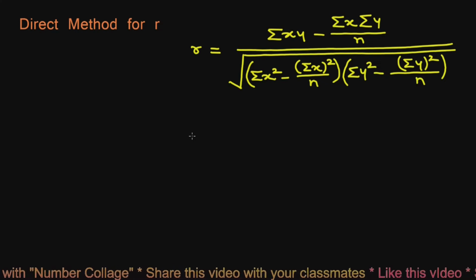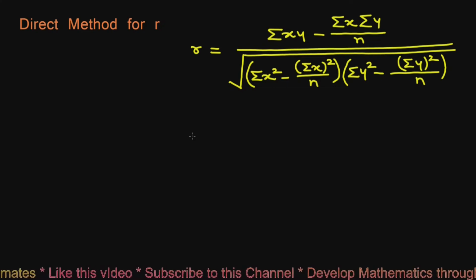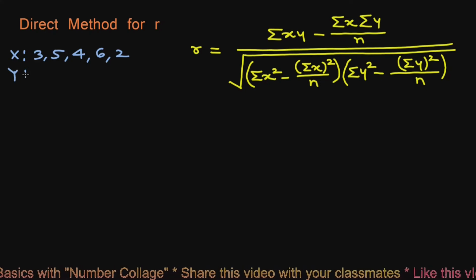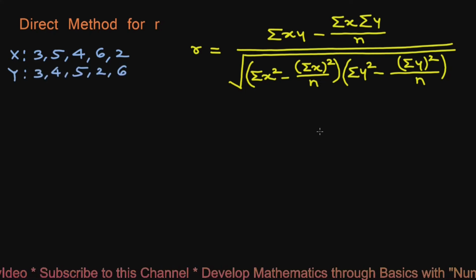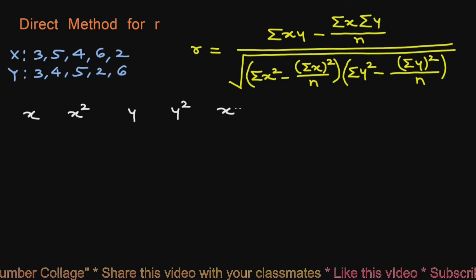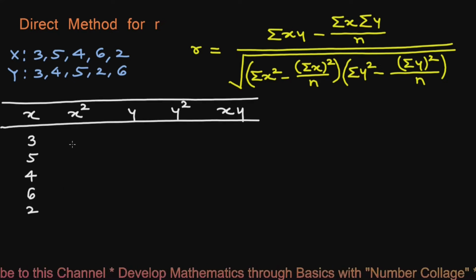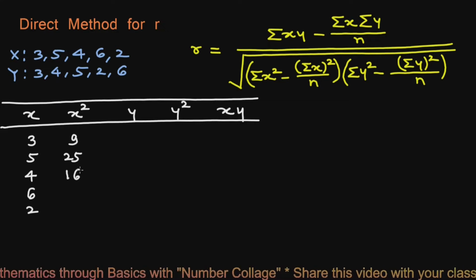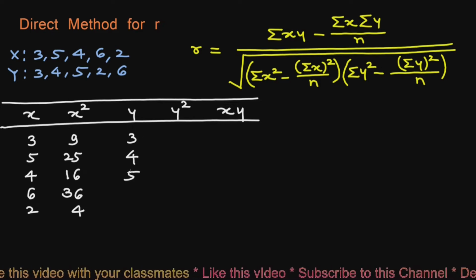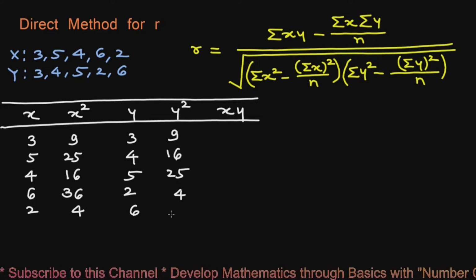We will use the direct method to calculate r for the bivariate data given as follows. The values of x given are 3, 5, 4, 6, 2, and the values of y are 3, 4, 5, 2, 6. We will prepare a table of x, x square, y square, and xy. Values of x: 3, 5, 4, 6, 2. x square: 9, 25, 16, 36, 4. Values of y: 3, 4, 5, 2, 6. y square will be 9, 16, 25, 4, 36.